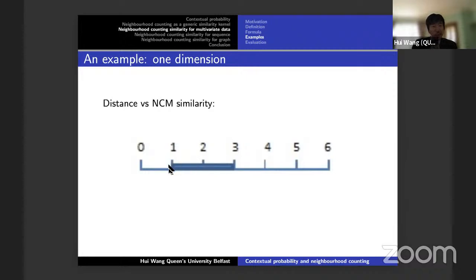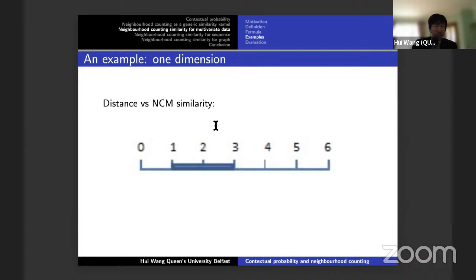Then the common neighborhoods for 1 and 3 would include 1 to 3, 1 to 4, 1 to 5, 1 to 6, and 0 to 3, 0 to 4, 0 to 5, 0 to 6. So that is the number of common neighborhoods, and this number is the NCM similarity.